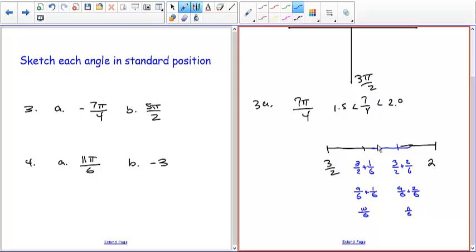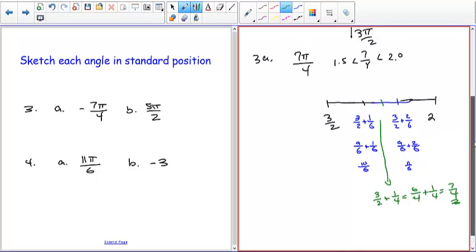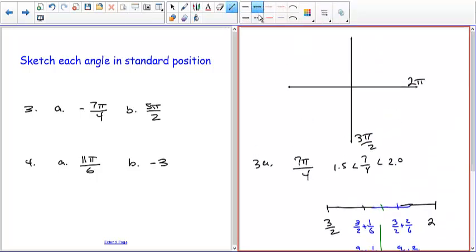And then if you break it in half, instead of going in sixths, you go in fourths. So bring this down here. This will be 3/2 plus 1/4, which with a denominator of 4 is 6/4 plus 1/4, which is 7/4. Okay, so that's what we're looking for. So what that means is our angle 7 pi over 4 is right in the middle.